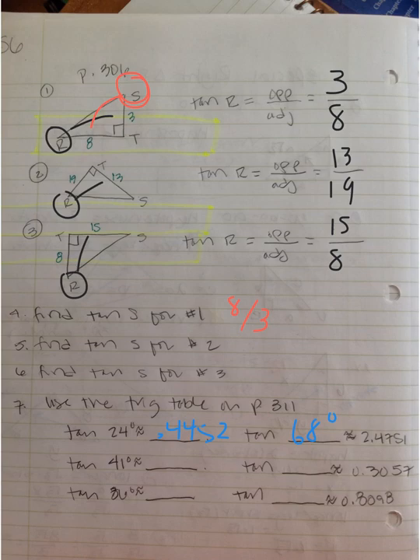So you're just going to have to use these charts. You can either print these out and tape these into your spiral, or you can handwrite them. They are also on the Google Classroom page for you to print out.